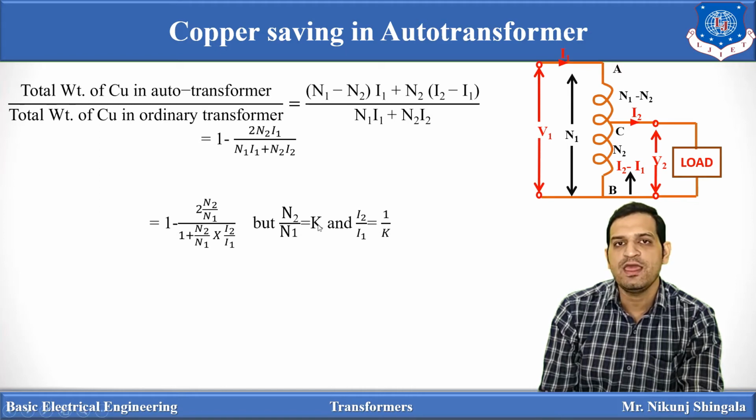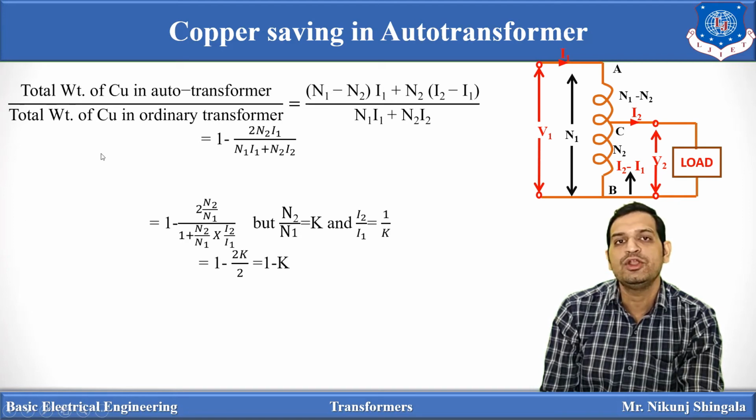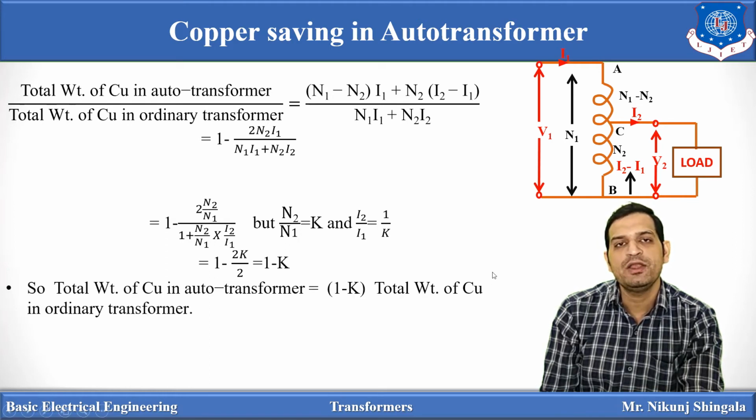Now N2 by N1 is K and I2 by I1 is equal to 1 upon K, because V1 I1 is equal to V2 I2. So we get V2 by V1 is equal to I1 by I2 is equal to K. So I2 by I1 is equal to 1 by K. Now if we put this value in the expression, we get (1 minus 2K) divided by 2, so 1 minus K. That is the ratio of total weight of copper in auto transformer to the total weight of copper in ordinary transformer. So total weight of the copper in auto transformer is equal to (1 minus K) multiplied by total weight of the copper in the ordinary two winding transformer.